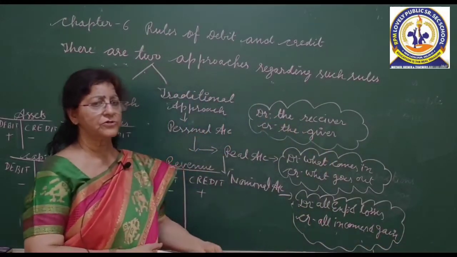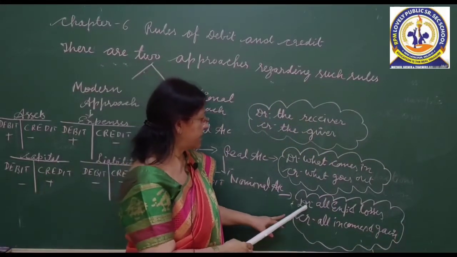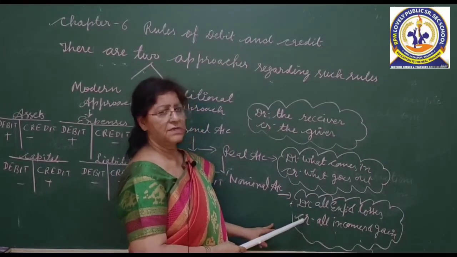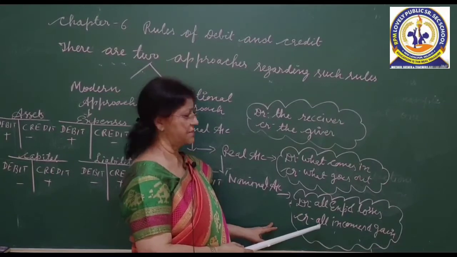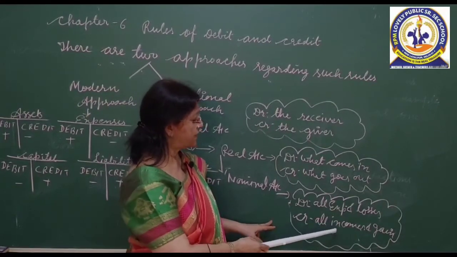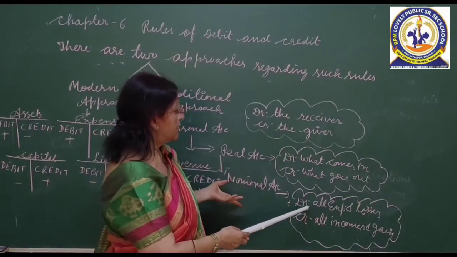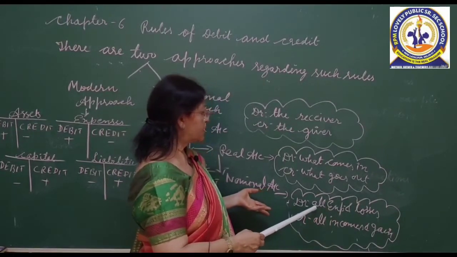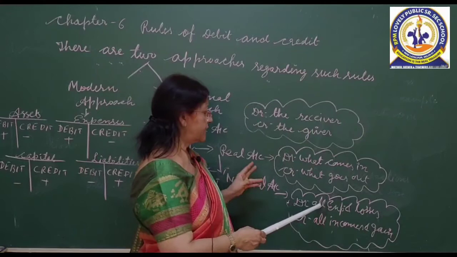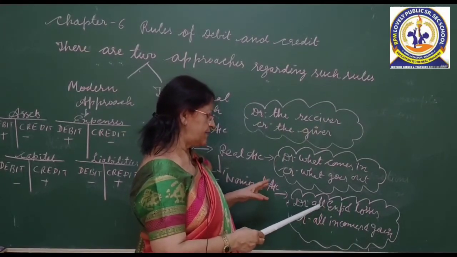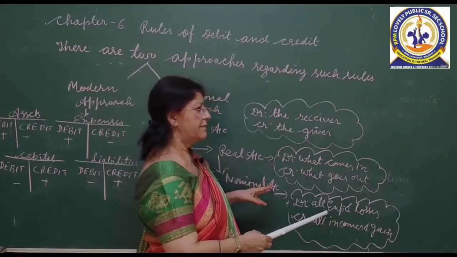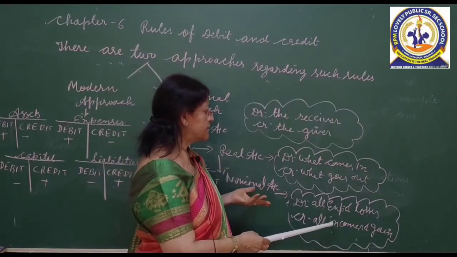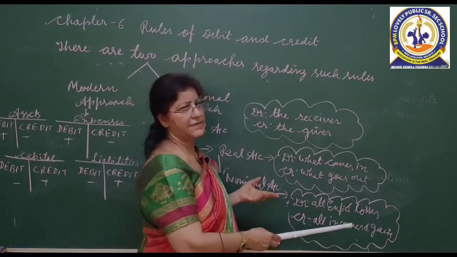If you are going to pay rent, rent is an expense, so it will be debited. Commission received: commission is income, it will be credited. Like rent paid, salary paid, interest paid, all expenses will be debited. So rent account debited, salary account debited, interest account debited. If we are receiving commission, rent, interest, those accounts will be credited.